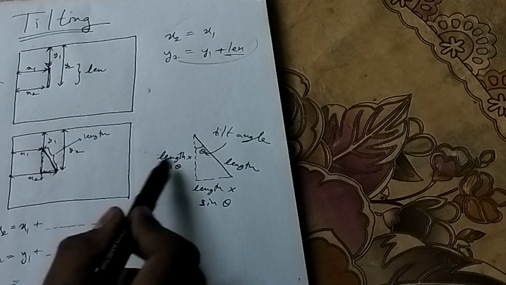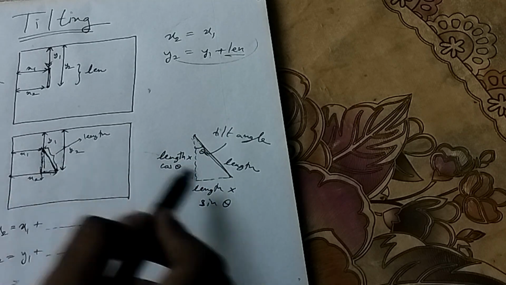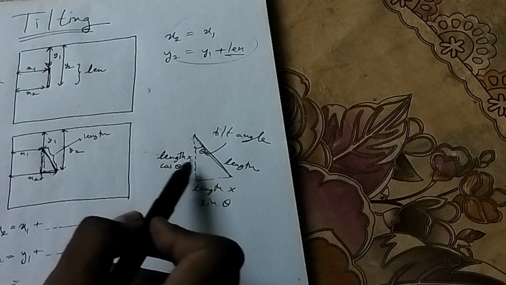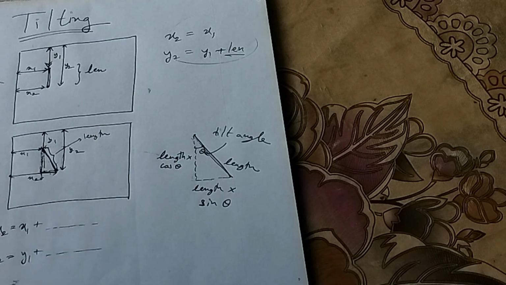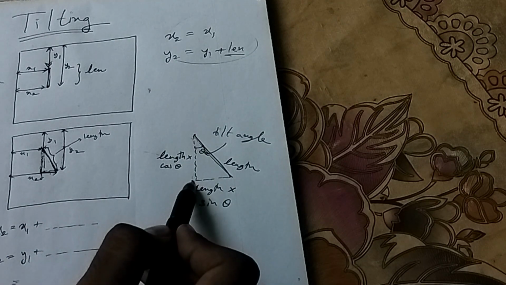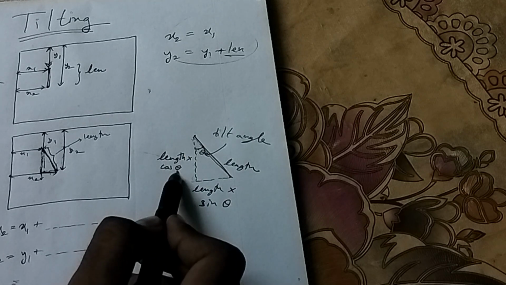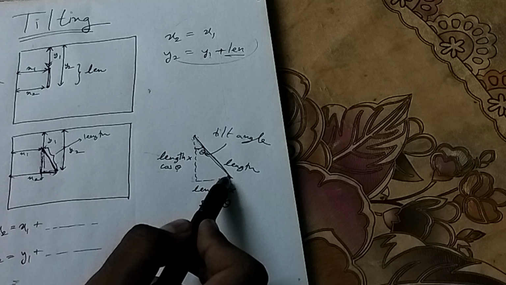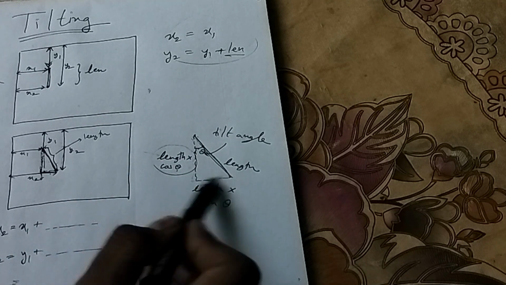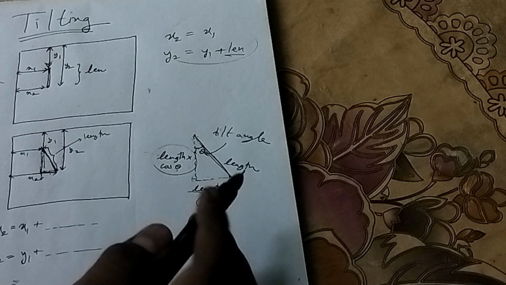So I have drawn this diagram. This is our length. This is what we want to calculate, and this is the angle. We call it the tilt angle, or how much the raindrop is tilted. Now according to basic trigonometry, the side that is adjacent to the angle, we multiply by cos theta. So we take our length and multiply it by cos theta. So here it is length into cos theta. And the side which is opposite to the angle, we multiply by sin theta. So it's length into sin theta.